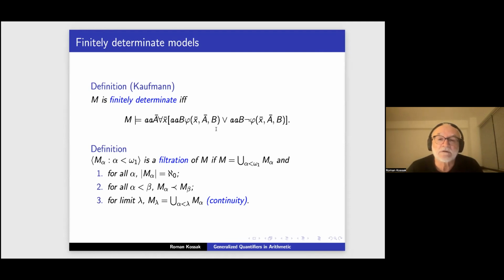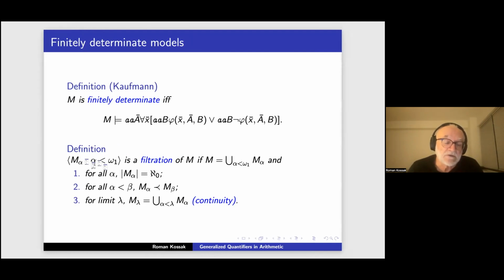So if you have a model of cardinality aleph one, then this sequence of subsets, M_alpha for alpha less than omega one, is a filtration if all those sets are countable, if they form an increasing chain of elementary substructures. So in particular, they are all elementary substructures of the whole model. And then for limit lambda, you have closure under unions. And this property, I will refer to as continuity, because I will also consider other sequences of subsets of length omega one that may not be continuous in this sense. But all filtrations are continuous.